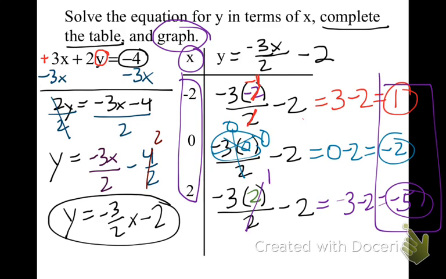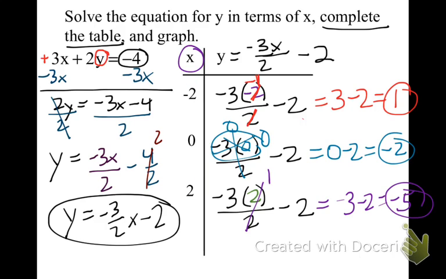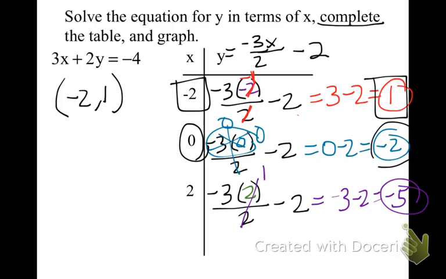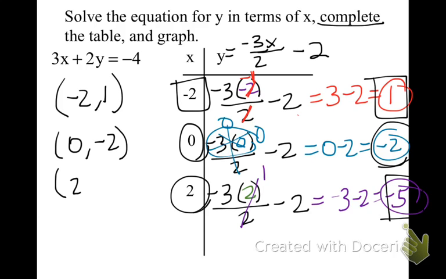I need to graph. What I'm going to do is write out my coordinate points. So I have my negative 2 right here and my 1 right here. My first coordinate point is negative 2, 1. Second coordinate point, 0, negative 2. And my third coordinate point, 2, negative 5. So I have my coordinate points. Make sure these are in your notes. Now we're going to take these coordinate points and graph.